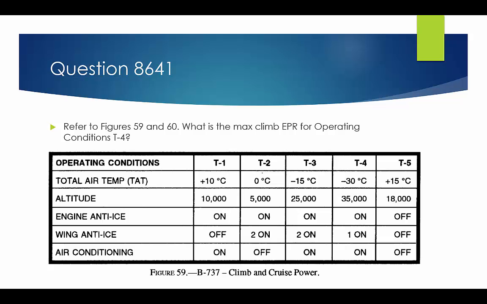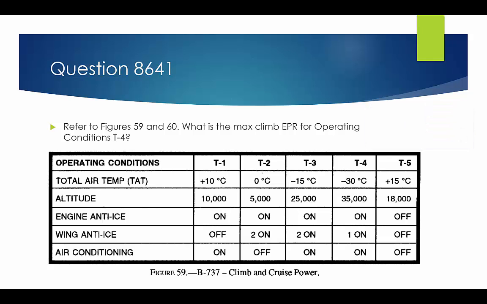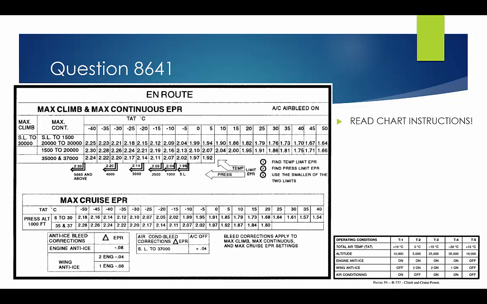Progressing to a little bit more complicated chart, we're going to look at this one. This one instructs us to find the max climb EPR for operating conditions T4. In these operating conditions, we can see that we get a total air temperature, we've got the altitude given to us, and we've got different conditions for engine anti-ice, wing anti-ice, and the air conditioning. And that's going to come into play in our next chart. So read these chart instructions. This is one of these helpful charts where they give you the chart instructions printed on it. You don't need to have memorized how to use this chart.